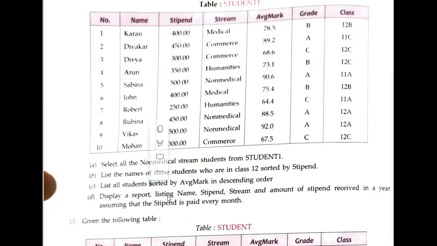Display a report listing name, stipend, stream, and amount of stipend received in a year, assuming that stipend is paid every month. See, this is what we have already done previously with one question.